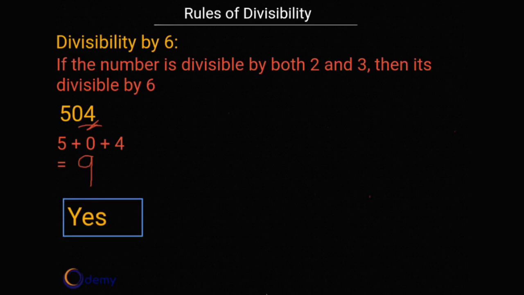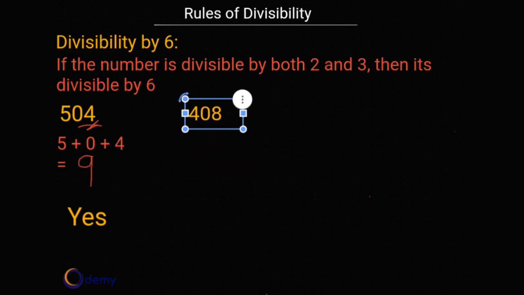Let us take one more example here. The second one I want you to check is 408. Is 408 divisible by 2 and 3? Let us find out. Here we have 8. Is 8 an even number? Yes, 8 is an even number. So it has already satisfied the fact that it is divisible by 2.